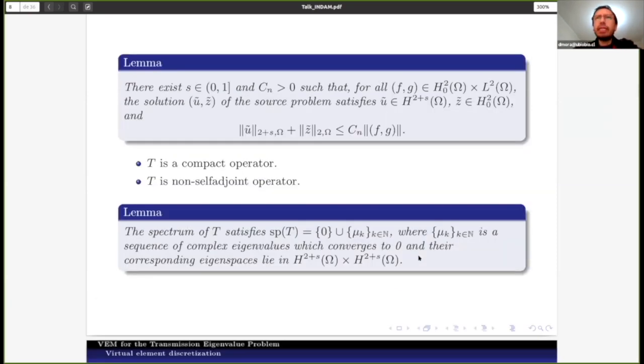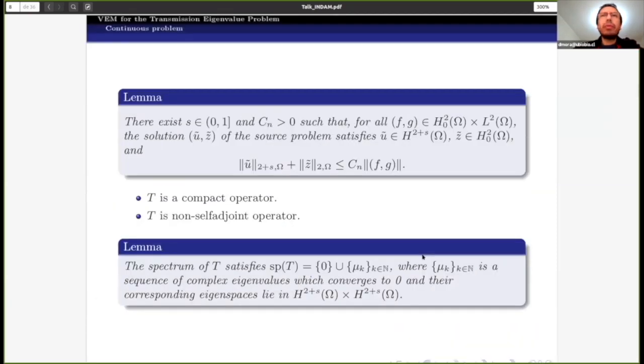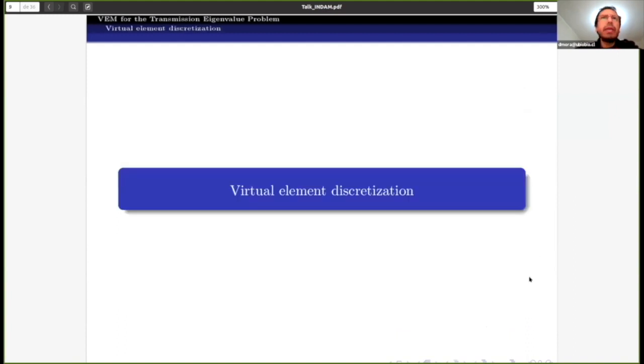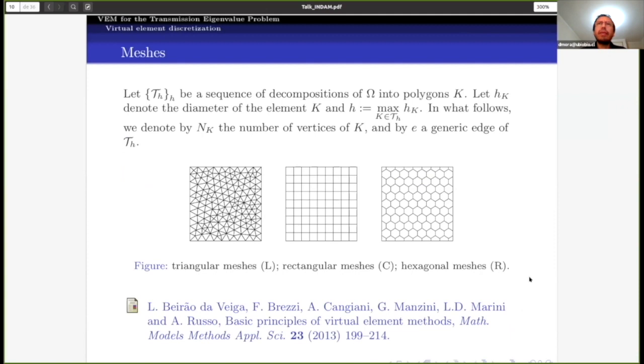Now we complete the continuous part of the problem. So we have complete information about the solution of the transmission eigenvalue problem. Now we go to the discretization of this by the virtual element method.